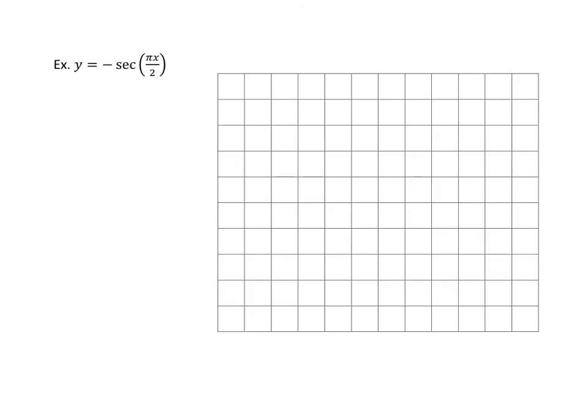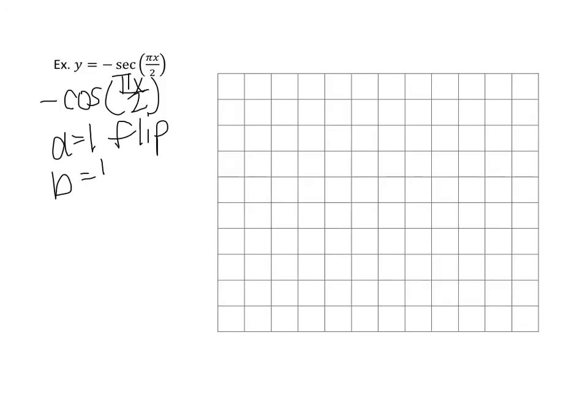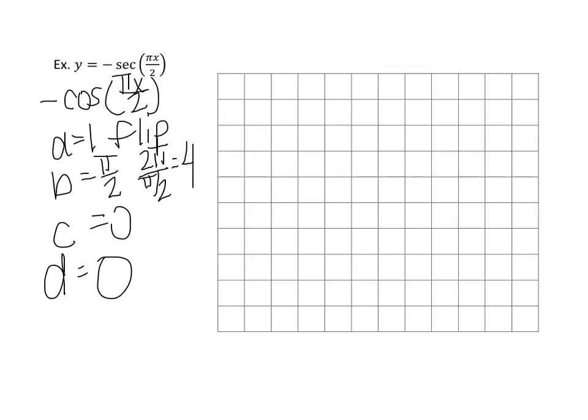Okay, negative secant, which means I'm going to start by graphing negative cosine of pi x over 2. So my a is 1. It is flipped. B is pi over 2. So when I do 2 pi over 2, I'm going to get 4. C is 0, no horizontal shift. D is 0, no vertical shift.